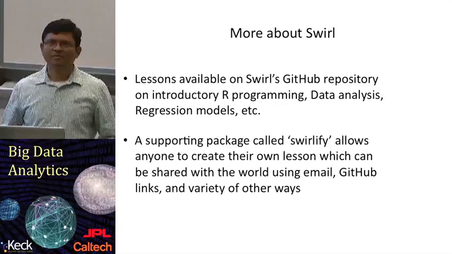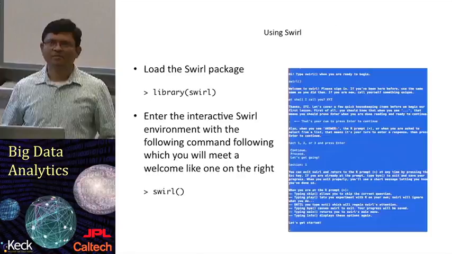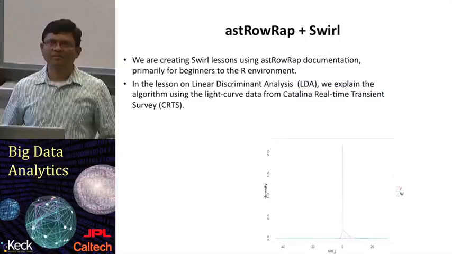So the way to load SWIRL is fairly straightforward again, as usual. Library SWIRL will do it for you, and simply invoking SWIRL with empty parentheses will then tell you what are the different demos available within SWIRL for you. And as I said, we have been combining it, and the example that you'll find in the sister website is using the linear discriminant analysis of that using CRTS data.